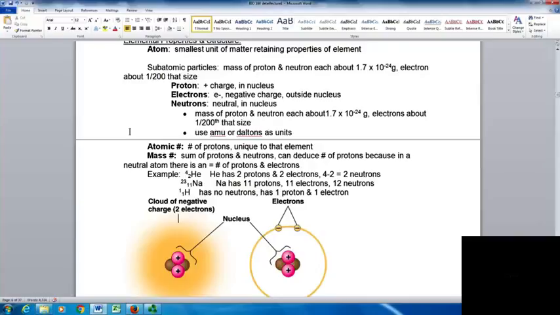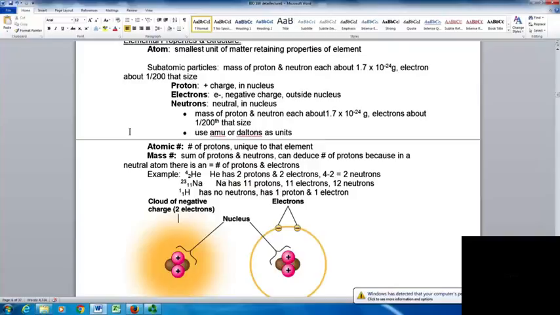Protons are going to be found in the nucleus. They have a positive charge. Electrons are found outside the nucleus, and they have a negative charge. Your neutrons are also in the nucleus, and they're going to have a neutral charge. So since these are so small, 1.7 times 10 to the negative 24th grams is a very small number to work with. We use the AMU or Daltons as the units instead of grams.